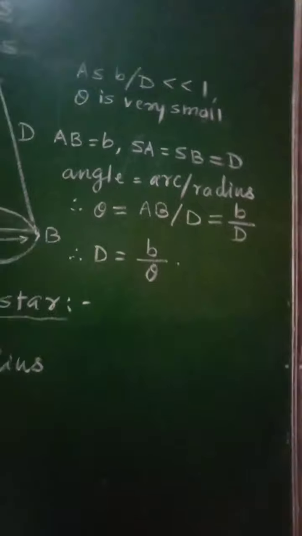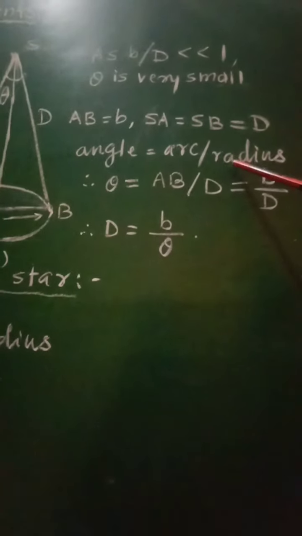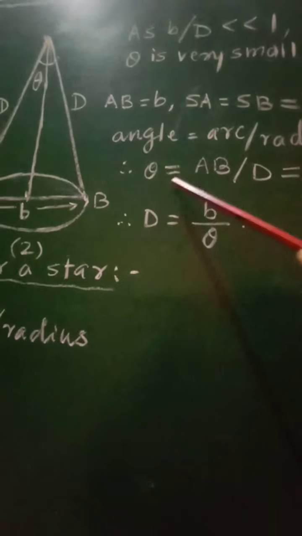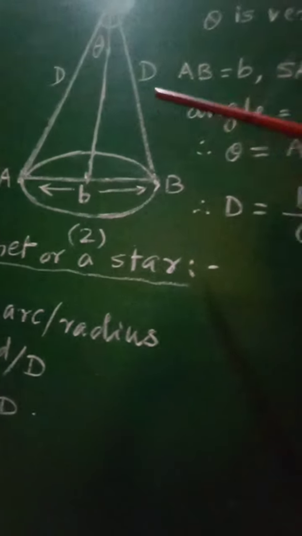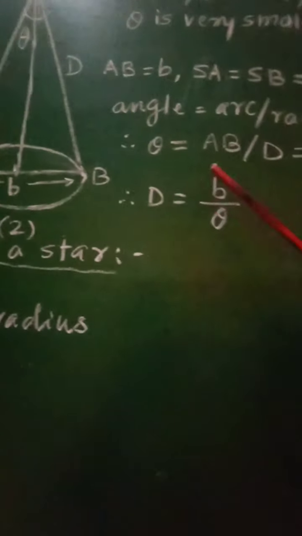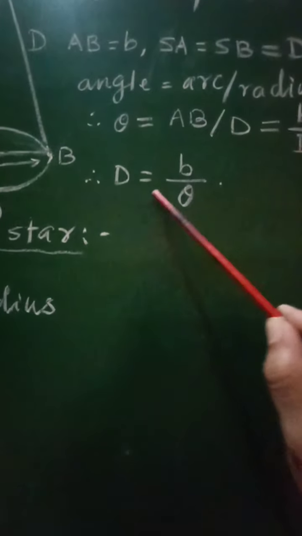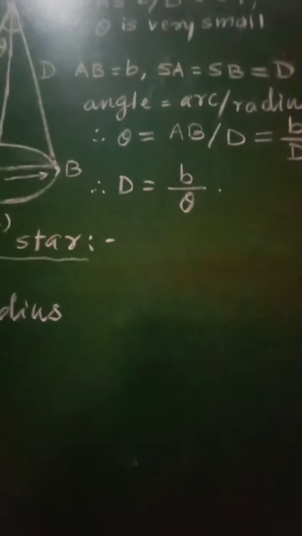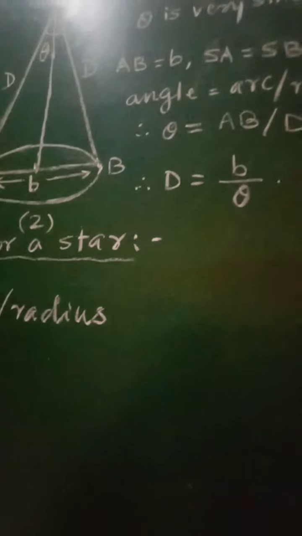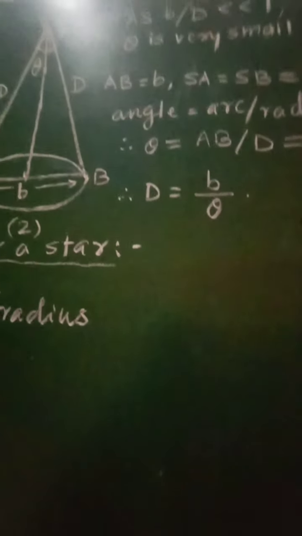Therefore we know the relation: angle is equal to arc upon radius. So this angle theta will be equal to, arc will be equal to AB, and capital D will be the radius. Therefore theta is equal to AB upon D, that is equal to b by D, and therefore the distance D can be calculated as b upon theta, where theta will be very small. So this method will be used to find the distance of any planet which is far away from us.